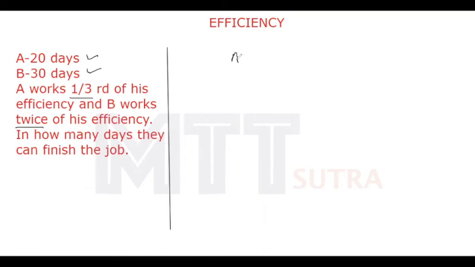Now let us write it here first. A, B. In the normal regular efficiency, they take 20 days and 30 days. Now since A's efficiency becomes 1/3, he will require more days. So right now A will require 20 into 3, that is 60 days to finish the job. And B works at twice his efficiency, so the number of days required by B will be less. That will be just half, that is 15 days. So once we have converted everything into number of days, there is no need to discuss anything about the efficiency.